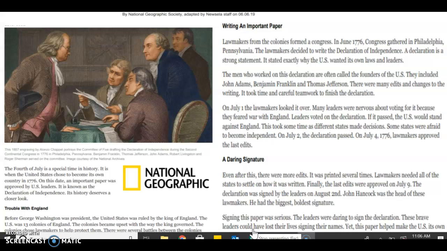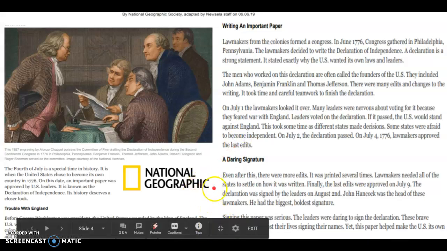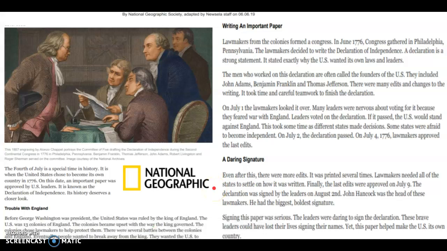Before George Washington was president, the United States was ruled by the King of England. The U.S. was 13 colonies of England. The colonies became upset with the way the king governed. The colonies chose lawmakers to help protect them. There were several battles between the colonies and England. Eventually, people wanted to break away from the king. They wanted the U.S. to have its own leaders and laws.